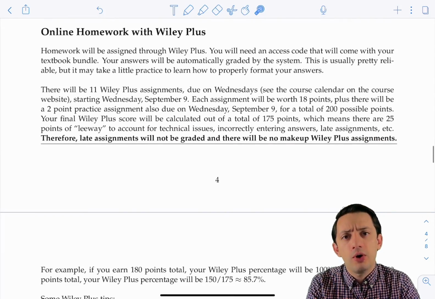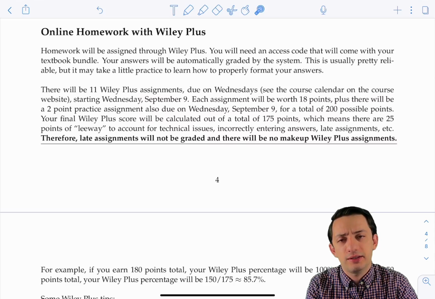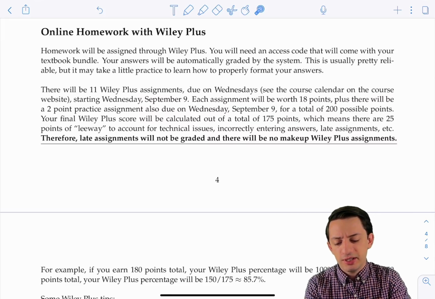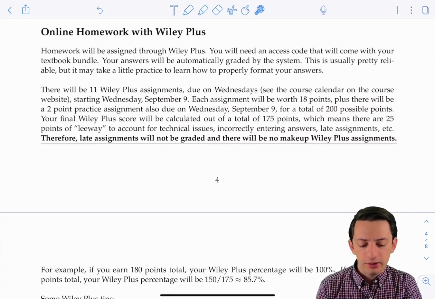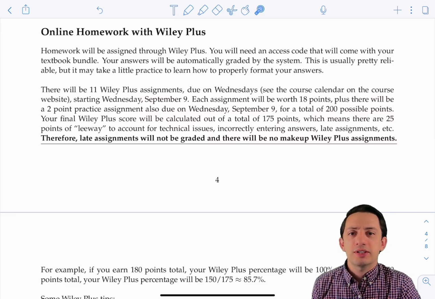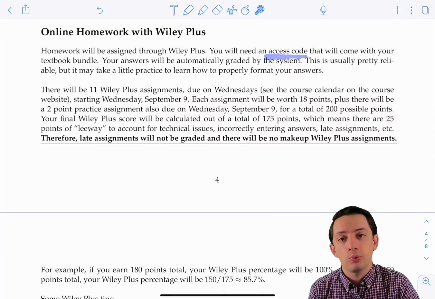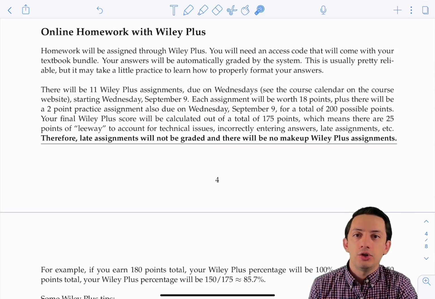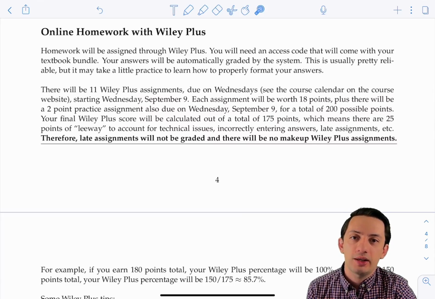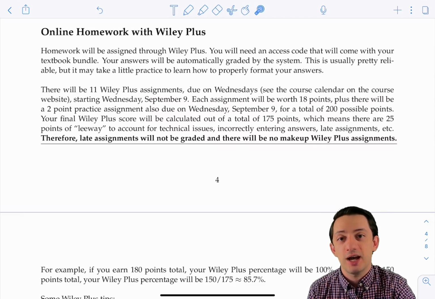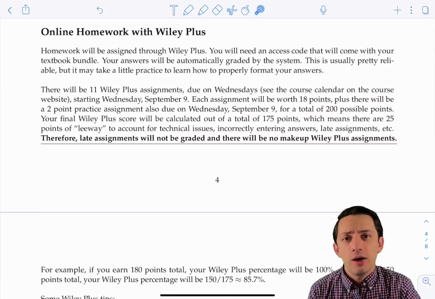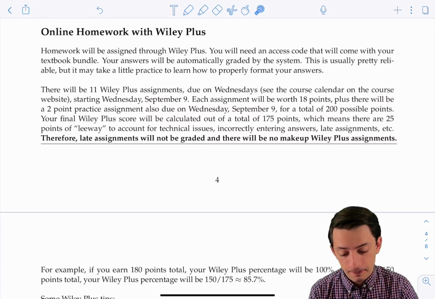Okay, so let's go over each of these three things in some detail. The first is the Wiley Plus online system. In order to get onto the Wiley Plus system, you need an access code that will come with your textbook bundle. You should find information about Wiley Plus posted on our course page. It's not there at the moment that I'm recording this video, but it will be there either when this video is posted or within the first week. So I'll make sure to email you and let you know how to join our course page.